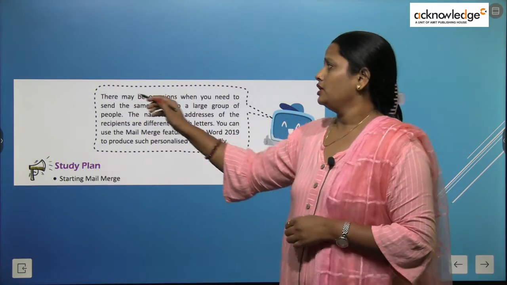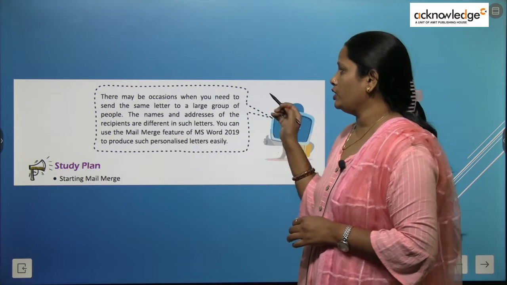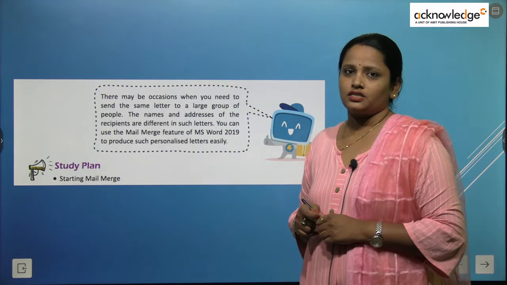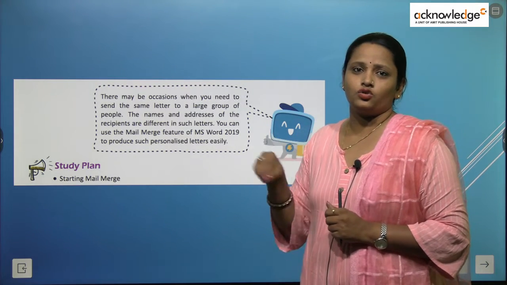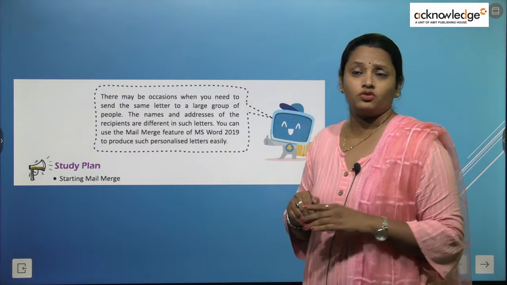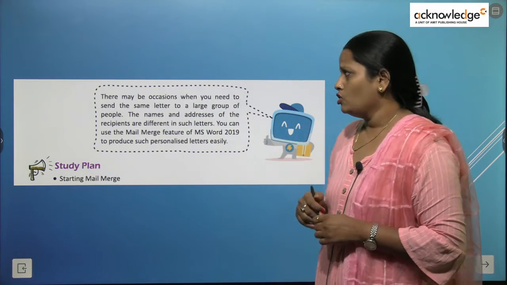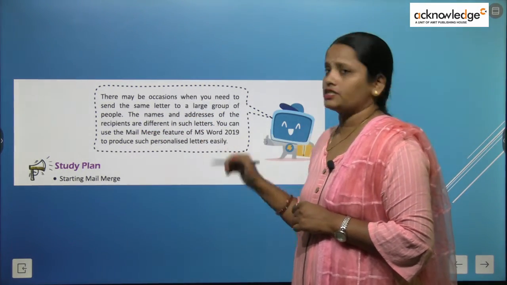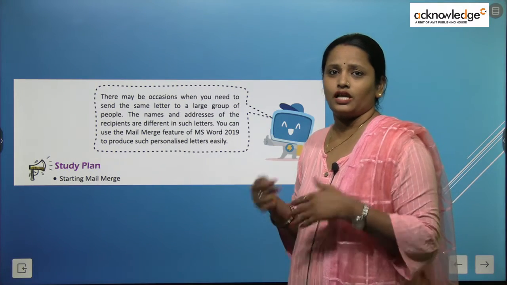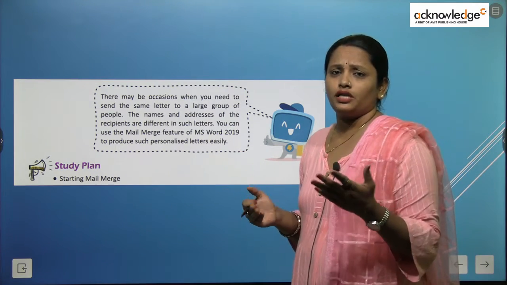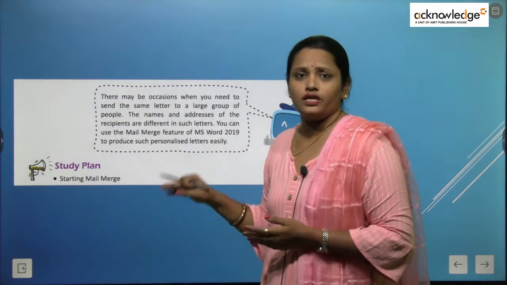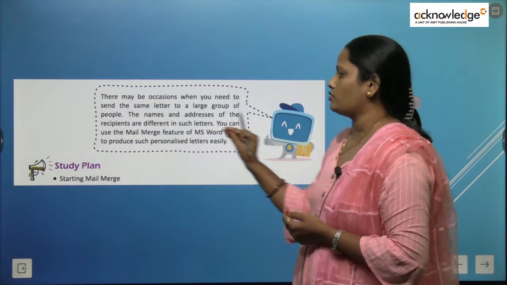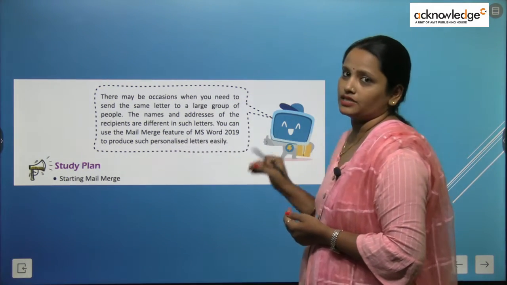Let's begin. There may be occasions when you need to send the same letter to a large group of people. Yes. So either we can do photocopies, but we have already written the name, so we have to write down the name again and again. The names and addresses of the recipients are different in such letters. So whenever we want to send a letter or something like that to somebody, the name and the address are always different. You can use the mail merge feature of MS Word 2019 to produce such personalized letters easily.